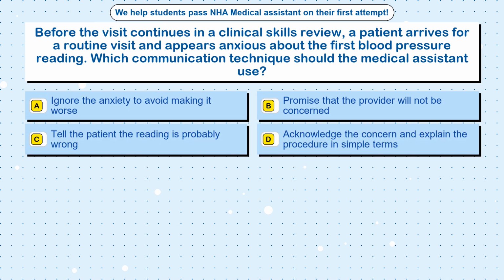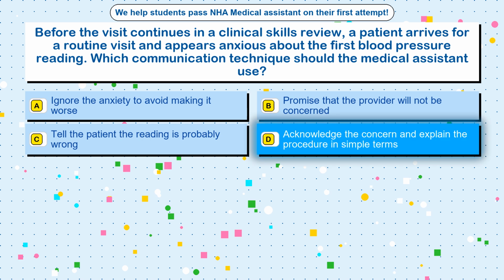Question 87. Before the visit continues in a clinical skills review, a patient arrives for a routine visit and appears anxious about the first blood pressure reading. Which communication technique should the medical assistant use? Option A, ignore the anxiety to avoid making it worse. Option B, promise that the provider will not be concerned. Option C, tell the patient the reading is probably wrong. Option D, acknowledge the concern and explain the procedure in simple terms.